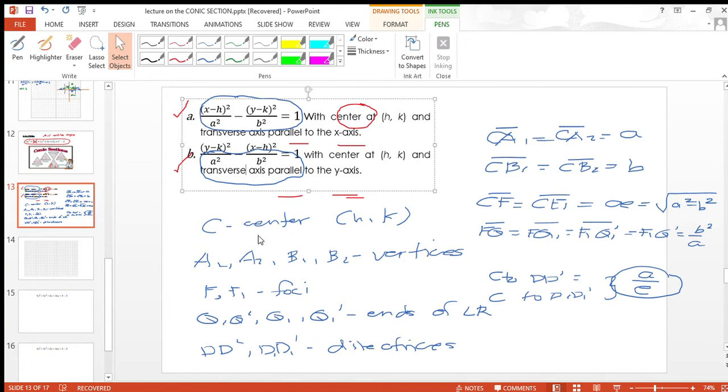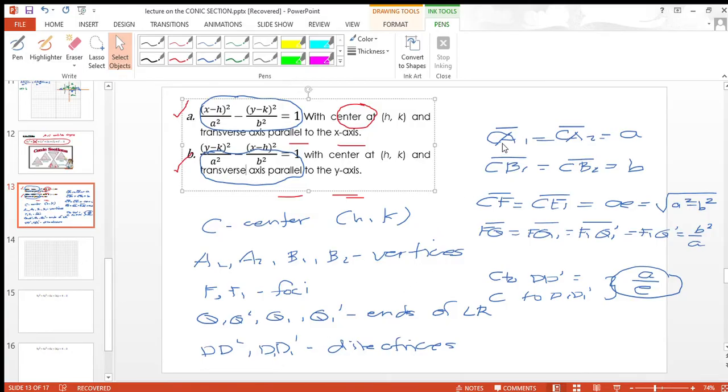Okay? So the parts of our hyperbola will be similar to the parts of our ellipse. We still have the center (h, k). We have four vertices A1, A2, B1, B2. We have two foci, F and F1. We have two lateral recta, QQ prime and Q1Q1 prime. Therefore, we have four ends of the lateral recta. We will have two directrices, DD prime and D1D1 prime.